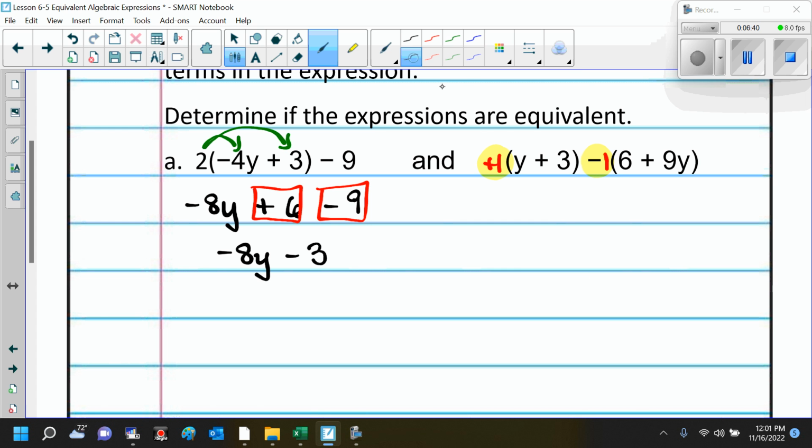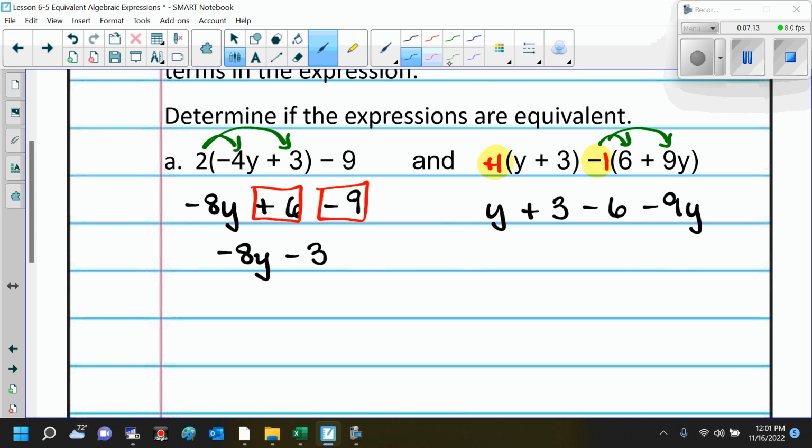So we're going to rewrite. So we have y plus 3. And now we're going to distribute the negative 1. And remember, we talked about keep, change, right? That just means that when you multiply times a negative 1, everything in the parentheses becomes the opposite. Okay? So here, this positive 6 becomes a negative 6, and this positive 9y becomes a negative 9y.